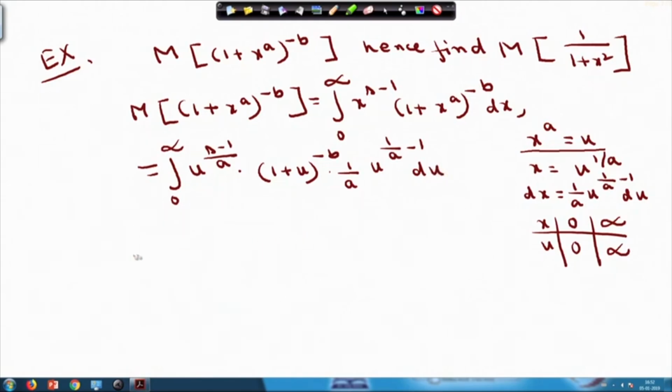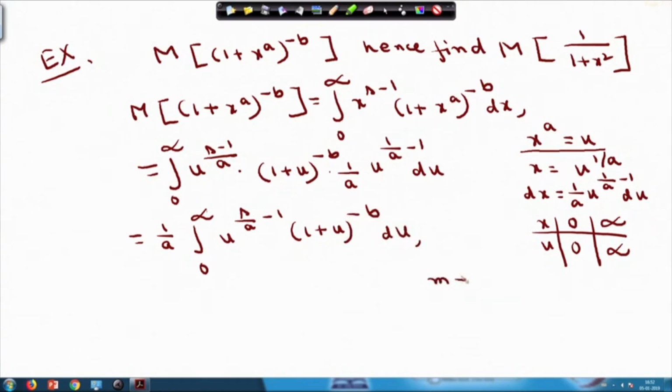If I simplify this, it will be equal to 1 by a outside, integral from 0 to infinity of u to the power s by a minus 1 into (1 plus u) to the power minus b into du. Now, let us put m plus s by a equals b, that is, m is equal to b minus s by a. I am assuming m plus s by a equals b, so that m will be equal to this.